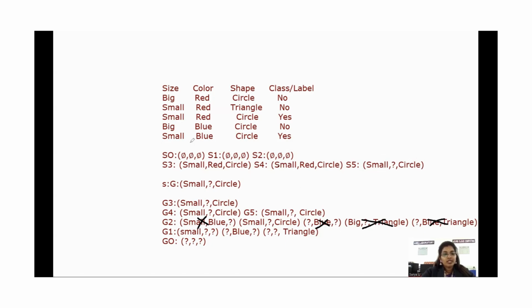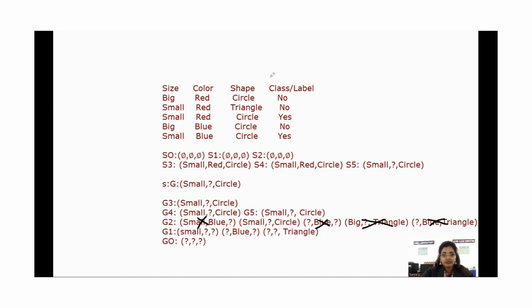Okay, so here both are small, right? So write small as it is. Then compare these two, blue and red. That is a change, so make it a question mark. Then circle, circle, both are the same, so write circle as it is. Now if you see the last answer for G5 and S5, both are the same. So you can write that the specific hypothesis and general hypothesis have the same answer: small comma, question mark, comma, circle. This is my answer for both the general and specific hypothesis.